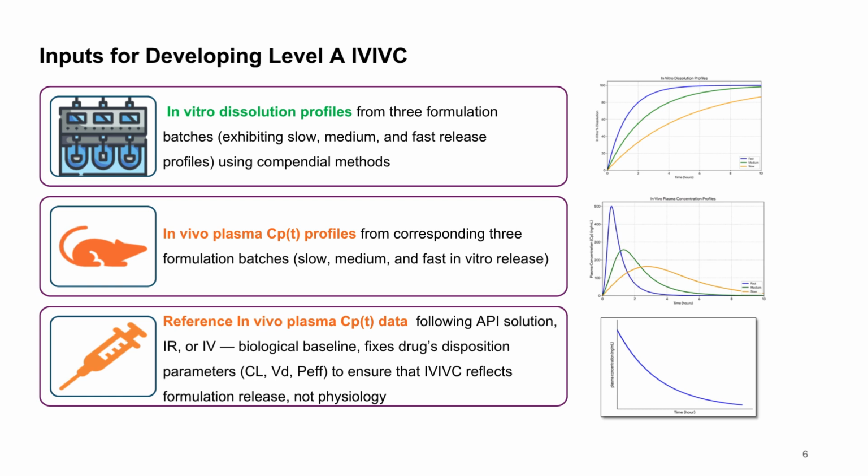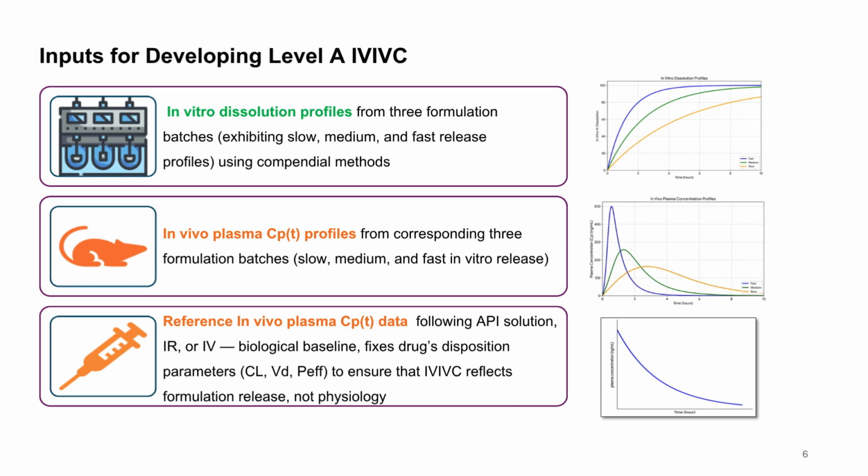To develop a robust level A IVIVC, we need specific inputs. First, we require in vitro dissolution profiles from 3 formulation batches exhibiting slow, medium, and fast release data using compendial methods. Then, we need in vivo plasma concentration time profiles from the same above batches.